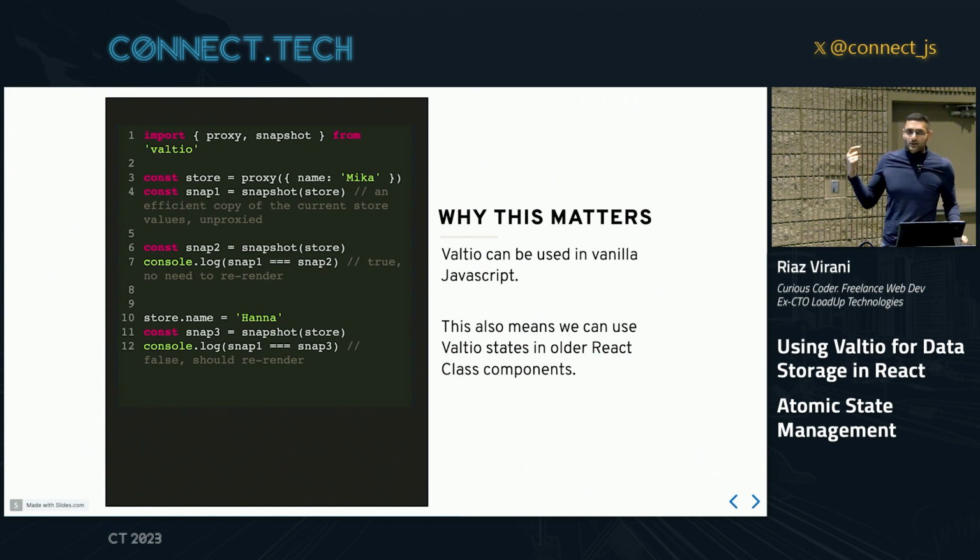And it also means you can reuse these in legacy class components. Some of the newer libraries are very bound to functional components. If you work on a legacy project where they're still migrating some stuff, you can use it anywhere. But this is probably the first time you're going to see any Valtio code, right?